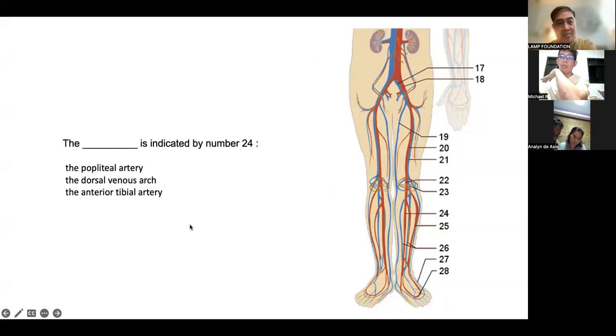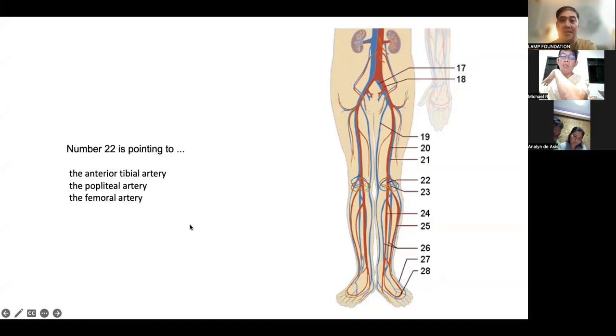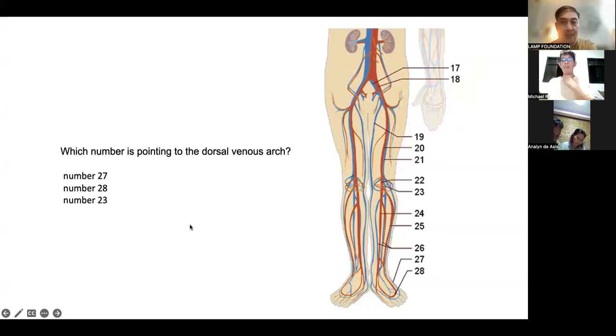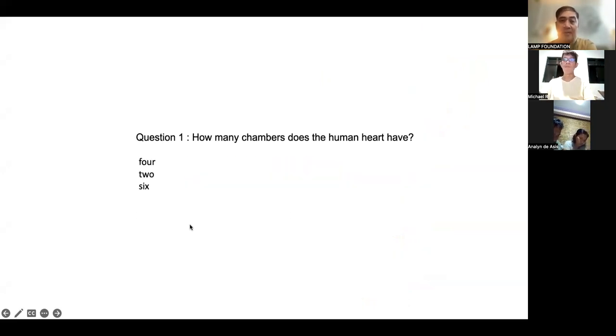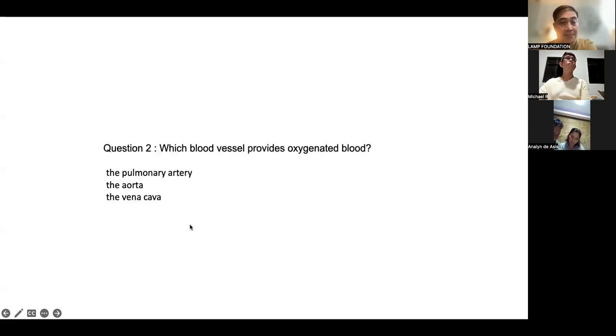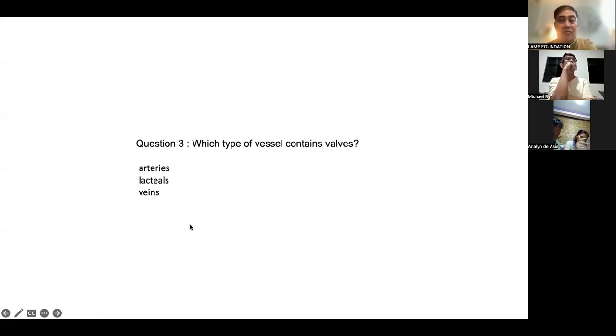23. The blank is indicated by number 24. Anterior tibial artery. Number 22 is pointing to? Popliteal artery. Which number is pointing to the dorsal venous arch? Number 27. How many chambers does the human heart have? Four. Which blood vessel provides oxygenated blood? The aorta. Which type of vessel contains valves?